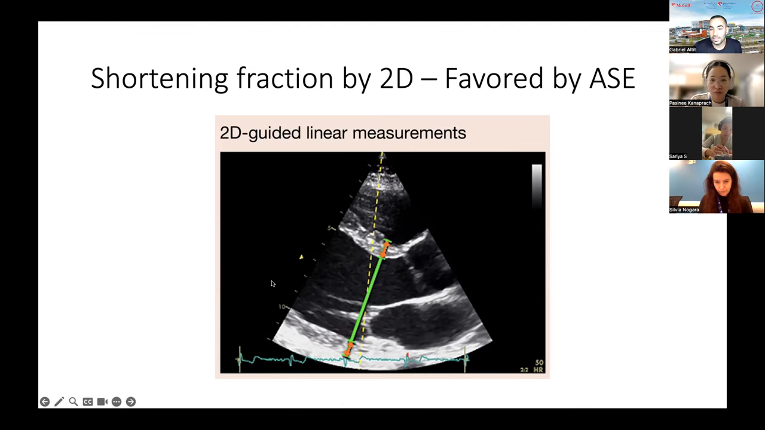If I were to criticize this image acquisition-wise, you can see here there's a lot of brightness. I would have adjusted my LGC to decrease the amount of gain specifically in that area so that I can see my posterior wall better, because here I have difficulty seeing my posterior wall sharply. So it's also important sometimes to adjust your gain segmentally in order to have better visualization of structures.